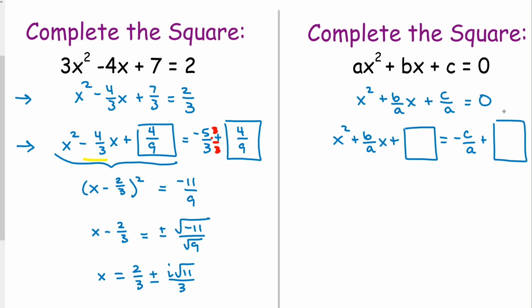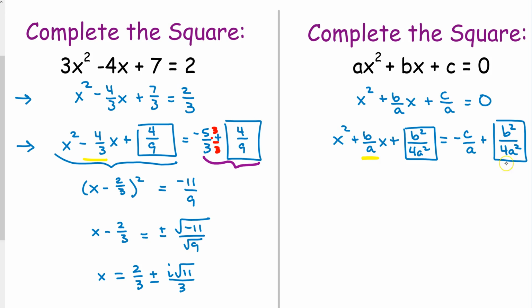Now we find the number that completes the square. We take half of this number, and that would be b over 2a. Then we square it, and we get b squared over 4a squared. And that's what we add to the other side as well. Then what I did here was get a common denominator so that I could add those fractions together.